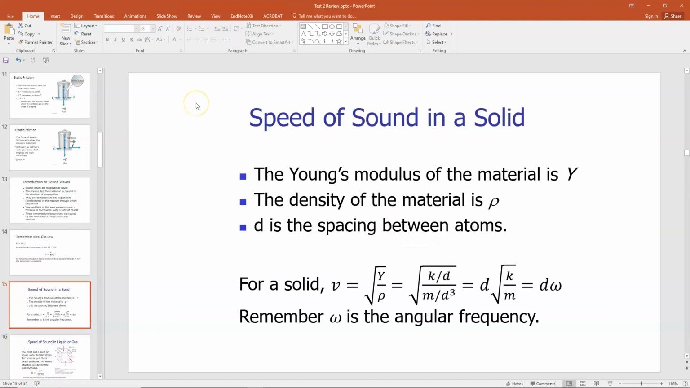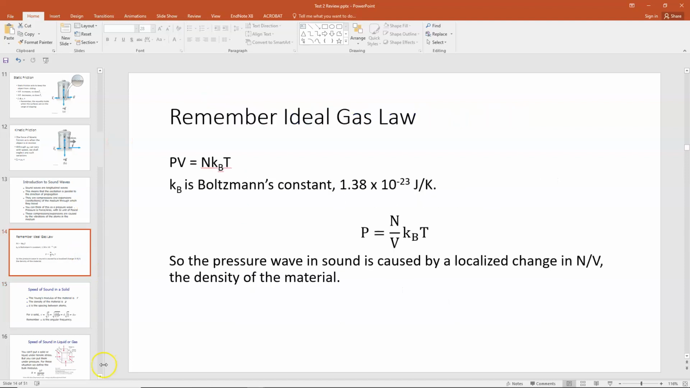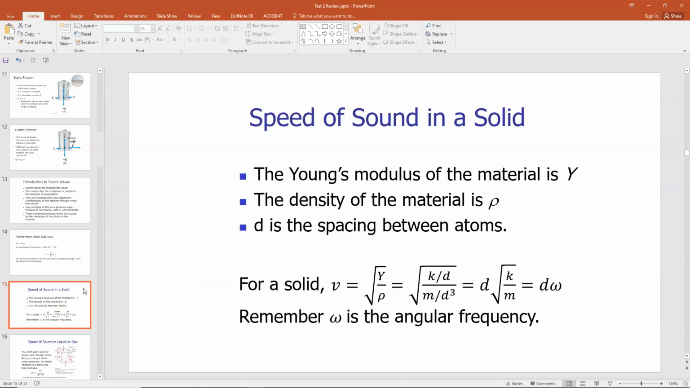We talked about the speed of sound in a solid, too. That was for a gas. This was the speed of sound in a gas. We talked about the speed of sound in a solid, too. If you remember, the Young's modulus of the material is Y, the density of the material is rho, and d is the spacing in between the atoms. Then you can say that the speed of sound in the solid is equal to the square root of Young's modulus divided by the density, which is also going to be d times the root of k over m, okay? Where k is your spring constant and m is the mass of an atom.